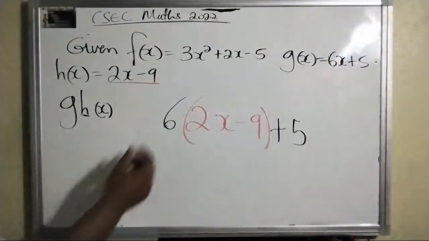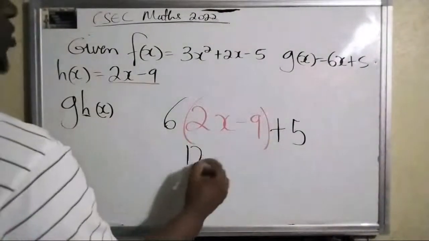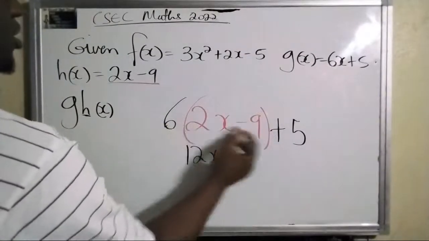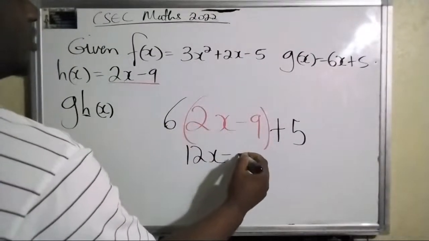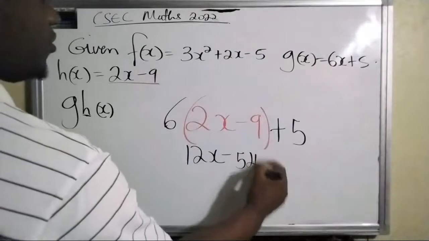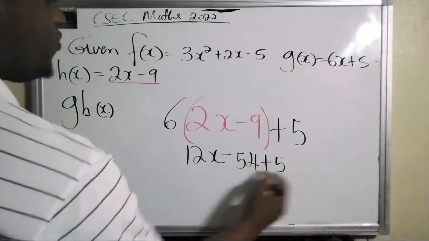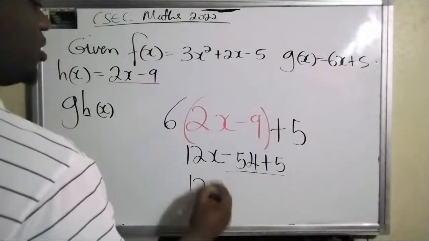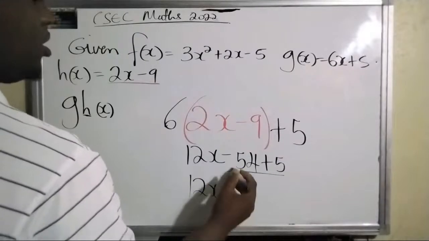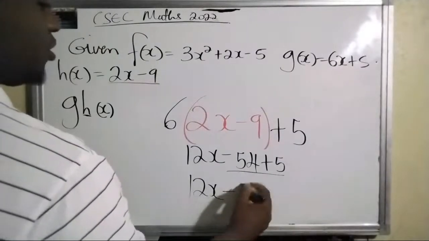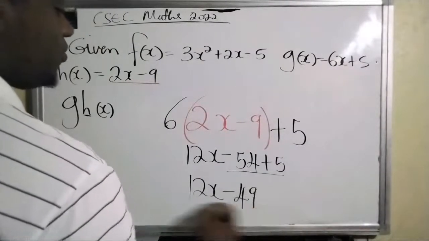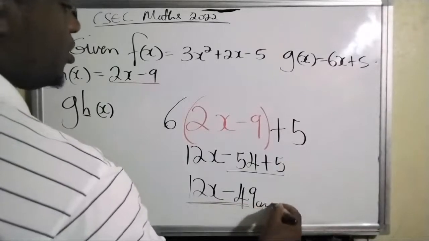Next, we expand the bracket. So 6 times 2 will give us 12x. 6 times negative 9 will give us negative 54, plus 5. These are like terms, so we can add them. So it's 12x, and that will give us negative 49. And that would be our answer.